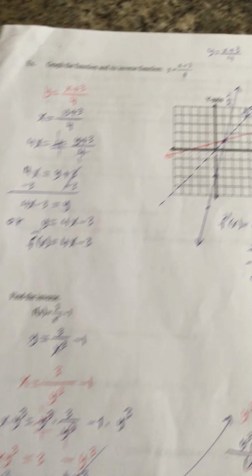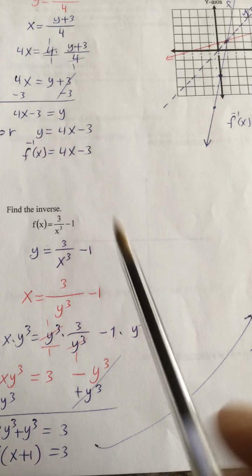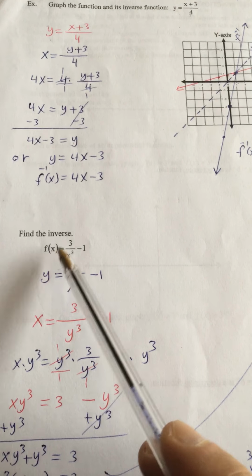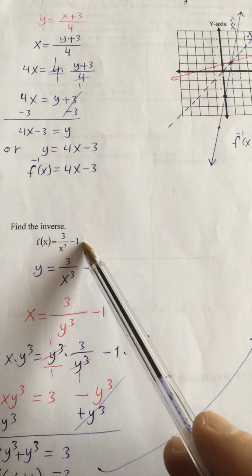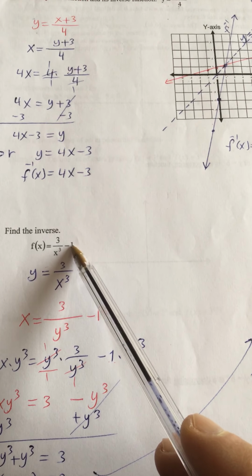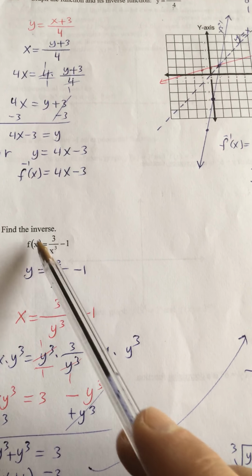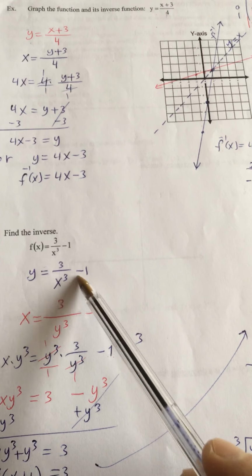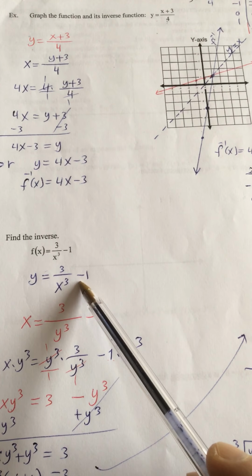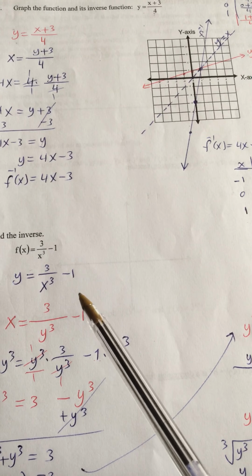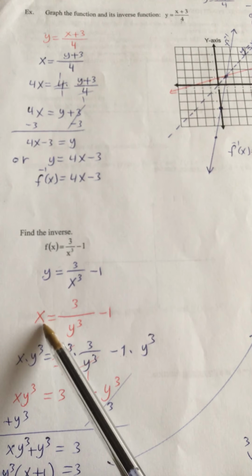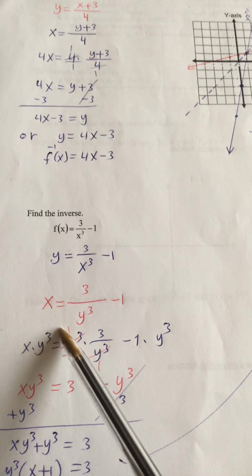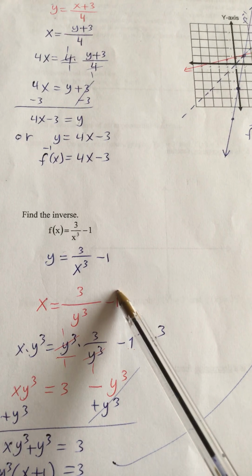Another example. Find the inverse of this function. Find the inverse of f of x equals 3 over x cubed minus 1. First, replace f of x with y. So here f of x, we can rewrite it as y equals 3 over x cubed minus 1. 2. Exchange the positions of x and y in the original equation. So y becomes x, x becomes y. So now we have this equation. Now solve this equation for y.